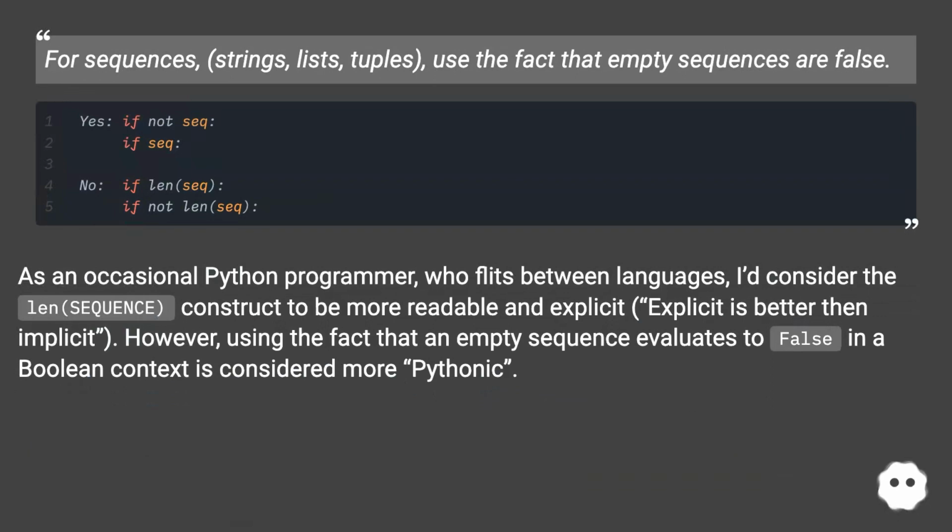As an occasional Python programmer, who flits between languages, I'd consider the len sequence construct to be more readable and explicit. Explicit is better than implicit. However, using the fact that an empty sequence evaluates to false in a Boolean context is considered more Pythonic.